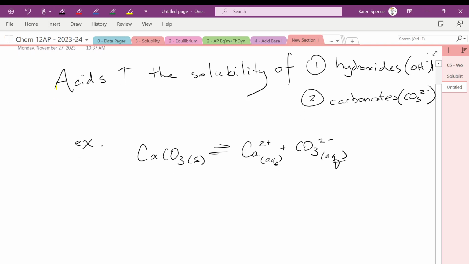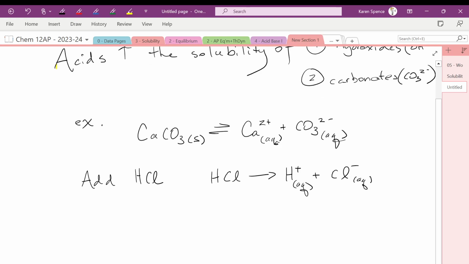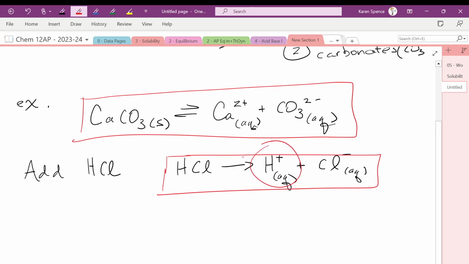So if we add HCl, what happens to the HCl? It dissociates completely. And is there anything from this that can react with something in here? Yes, the H. Okay, what can the H react with?